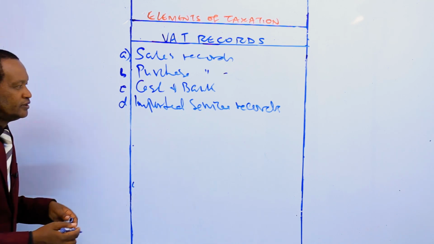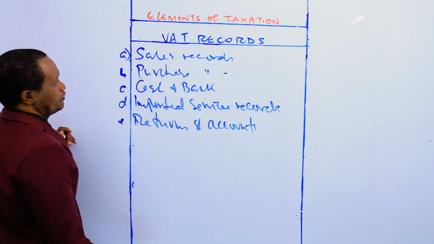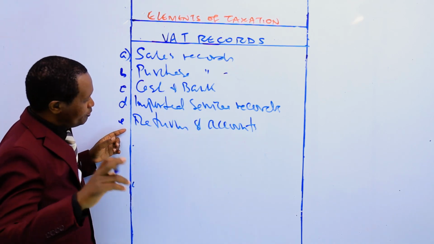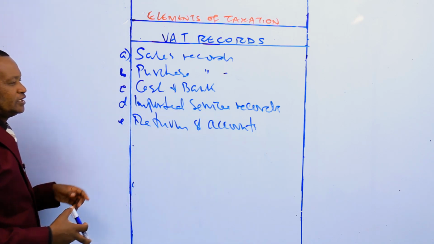Number 5, returns and accounts. This is another set of records that are required to be maintained. These are copies of all VAT3 returns filed monthly. Copies of monthly returns should be maintained. We have annual audited financial statements, including the income statement, the balance sheet, the cash flow statement. There is also the VAT refund claim copies, if applicable. Then another record is the withholding VAT certificates. If tax was withheld from your sales, then you need to have copies of withholding tax certificates.